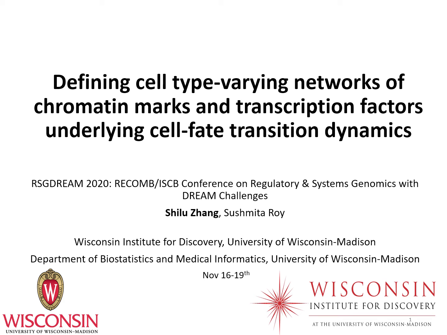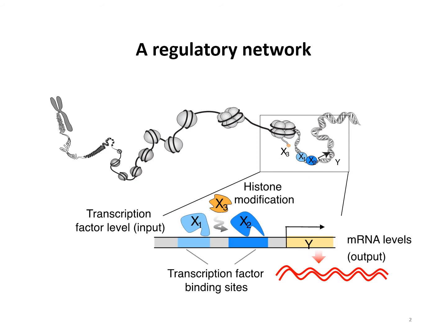Today I will talk about defining cell type varying networks of chromatin marks and transcription factors underlying cell fate transition dynamics. A regulatory network is a set of macromolecules consisting of proteins such as transcription factors, signaling proteins, RNAs, and chromatin marks that interact to control the level of expression of various genes in a given genome.